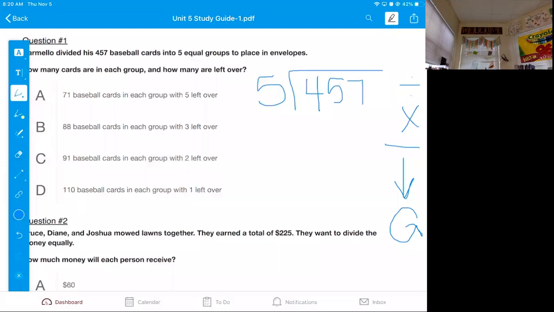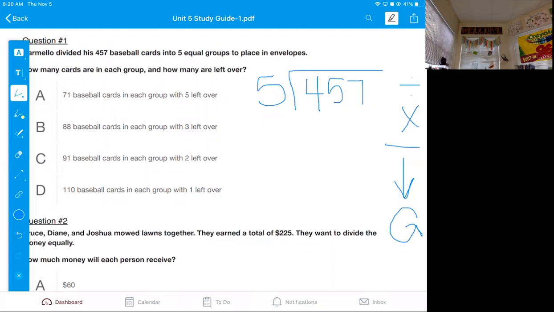First, we need to divide 5 and 4, but 4 is smaller than 5. So when that happens, what do you do? You use 45. I look at the first 2 numbers instead. So I need a 5 fact that either equals 45 or gets me really close. Riley, what'd you pick? 9. Riley says 9. If you agree with her, give me a thumbs up. If you disagree with her, give me a thumbs down.